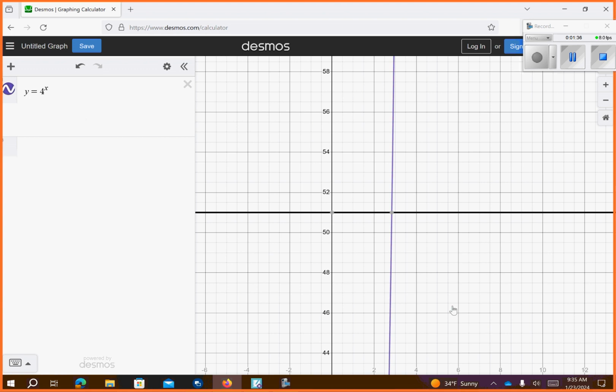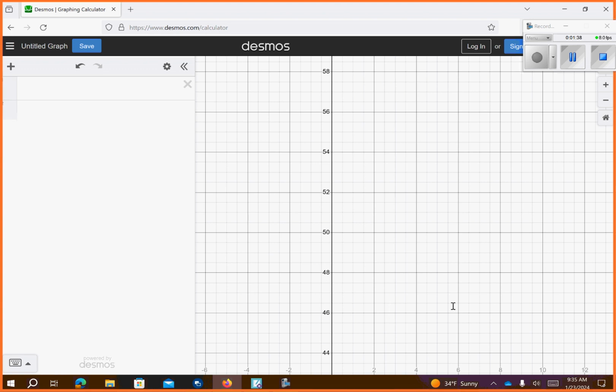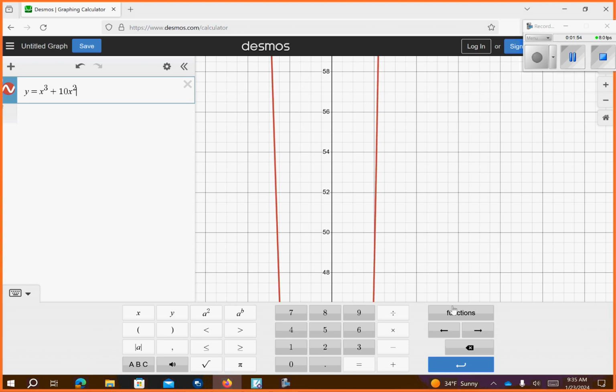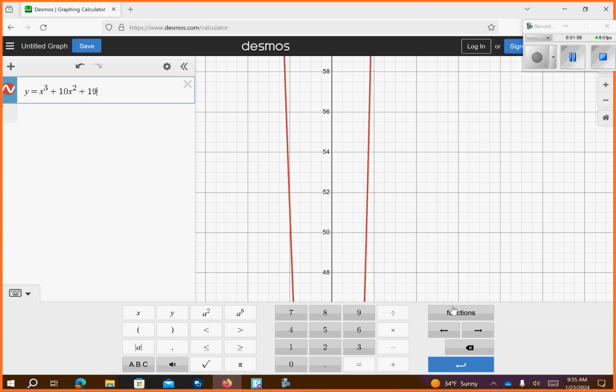Says we want to factor each completely. So first thing I want to do is I'm going to just go y equals, and I'm going to graph it. And that could tell us quite a bit about this problem. So y equals x raised to the third plus 10x raised to the second plus 19x minus 30.